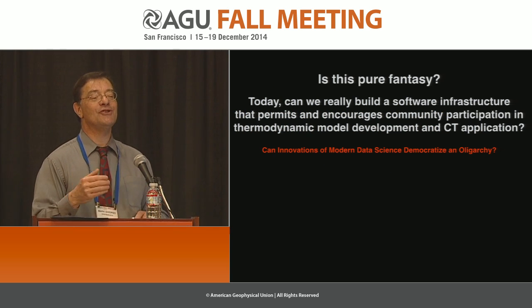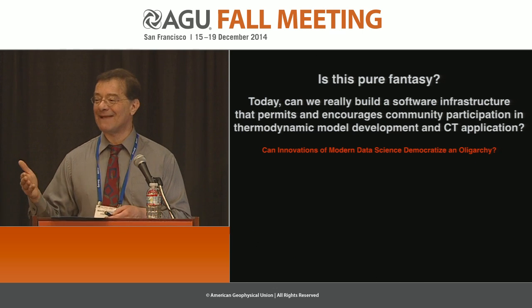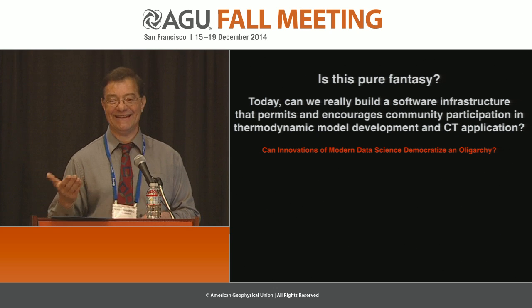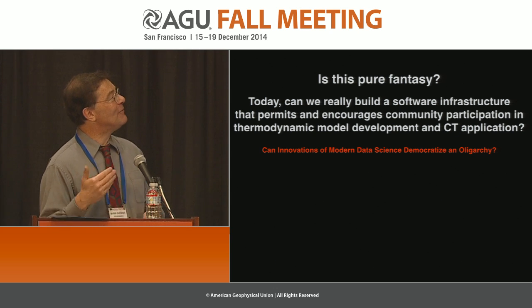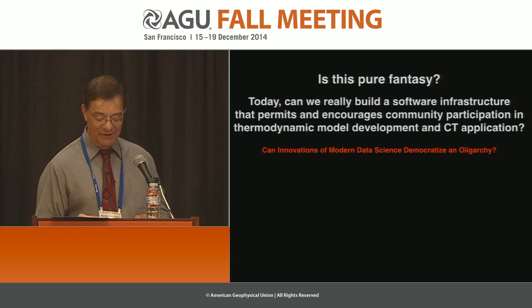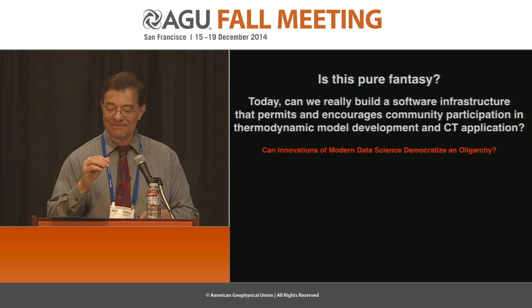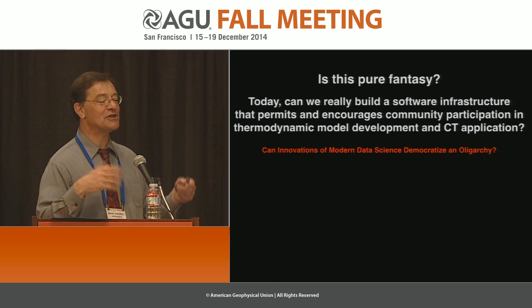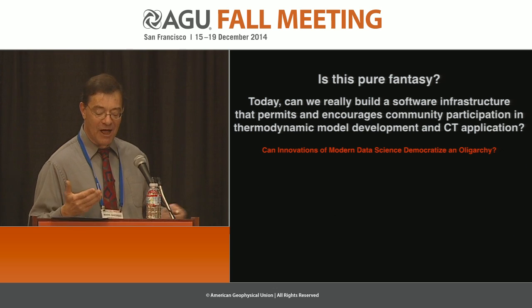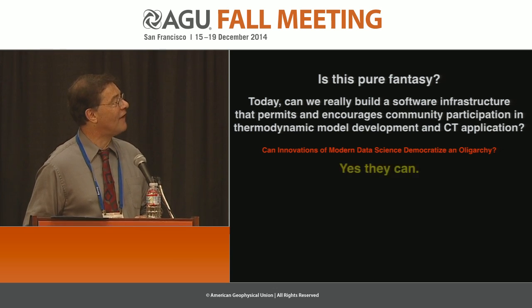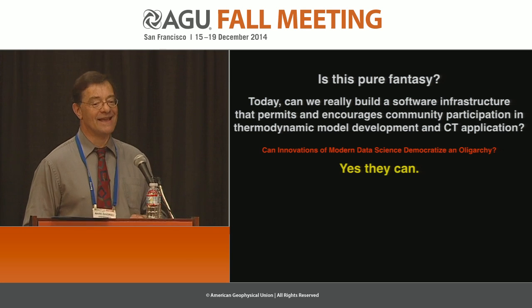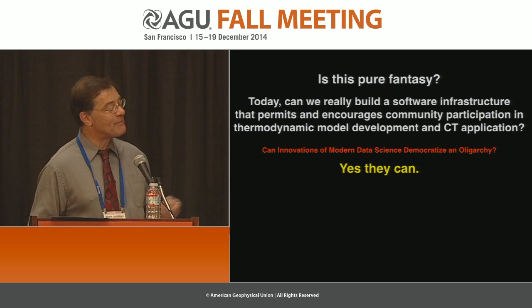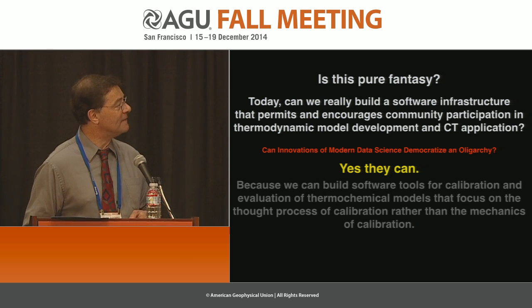I mean, have we really advanced in cyber infrastructure and computational methods to the point where we can actually do this? Can we really build this sort of software infrastructure that demeans or diminishes the necessity of the oligarchy and actually makes democratization of this process a viable one? And yes, we can do that. Yes, the cyber infrastructure has increased to this point.